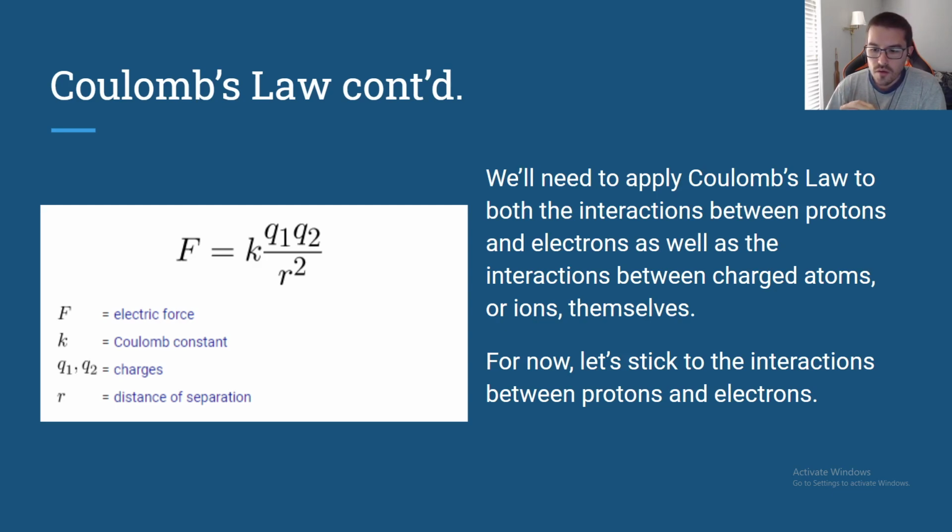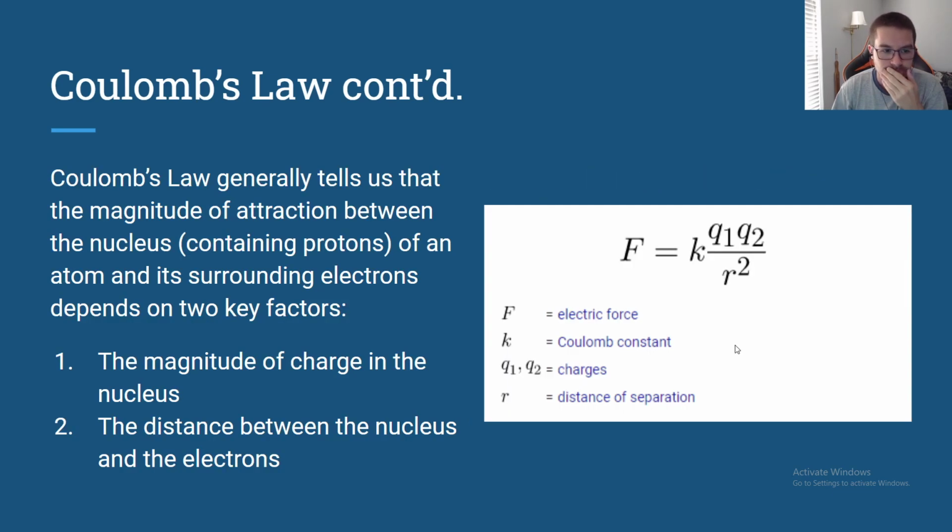Okay? So, as I was mentioning before, we're going to need to apply Coulomb's law in the future between more than just protons and electrons, but for now, let's just stick to protons and electrons, okay? So, Coulomb's law generally tells us that the magnitude of attraction between the positively charged nucleus of an atom, which contains protons, and its surrounding negatively charged electrons depends on two key factors, okay? Factor number one is the magnitude of charge in the nucleus. So you can think of that as being Q1, for example.